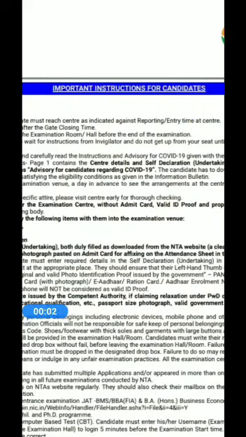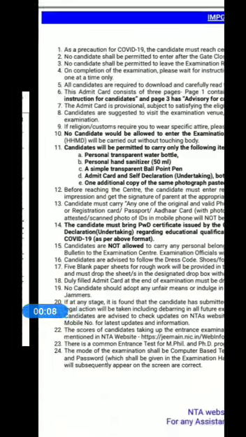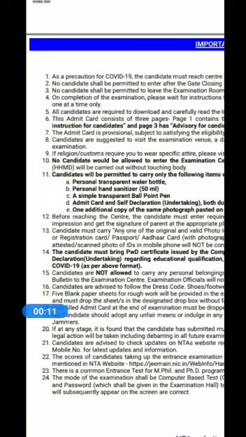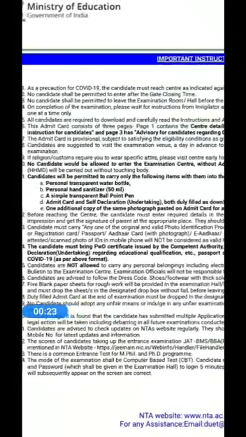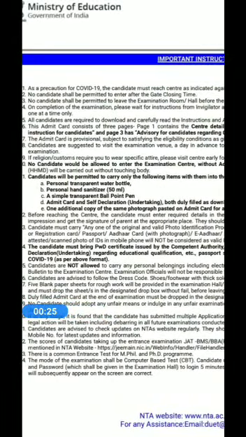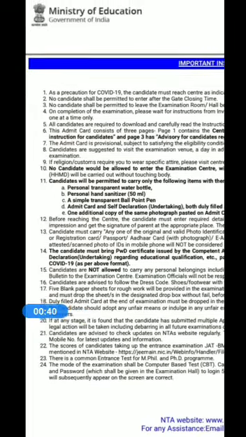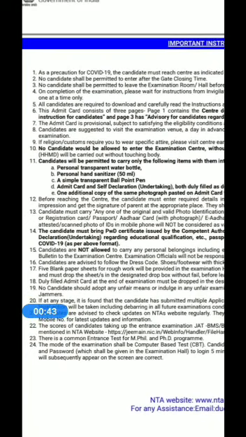And in page number 2 you'll get the important instructions for candidates, and you'll see a total of 24 instructions. I suggest you go through all these instructions very carefully. As written in number 2, no candidate shall be permitted to enter after the gate closing time. This is very important, so reach on time, guys. Reach at least half an hour before. And then there are other points also.